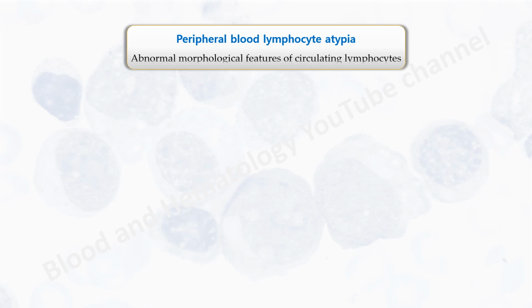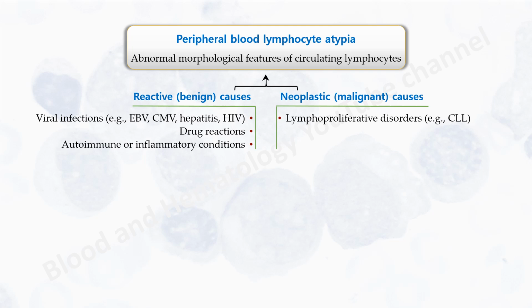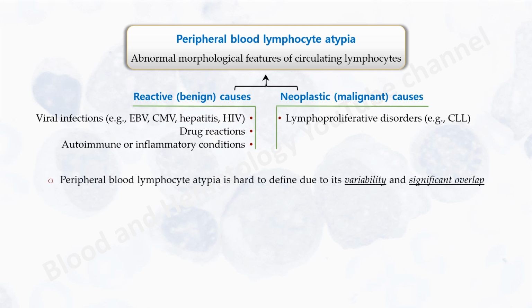Peripheral blood lymphocyte atypia refers to abnormal morphological features of circulating lymphocytes observed on a peripheral blood smear. Lymphocyte atypia can be induced by reactive or neoplastic causes. Peripheral blood lymphocyte atypia is hard to define due to its variability and significant overlap between reactive and neoplastic conditions.